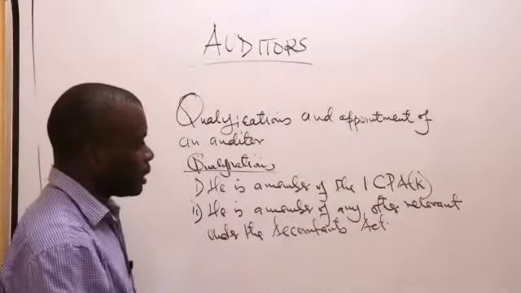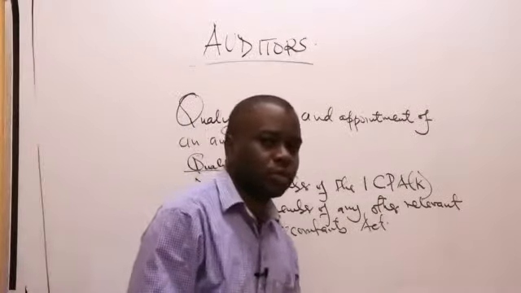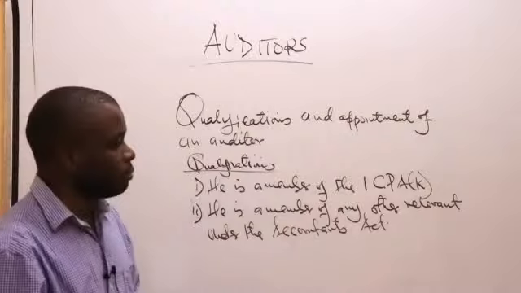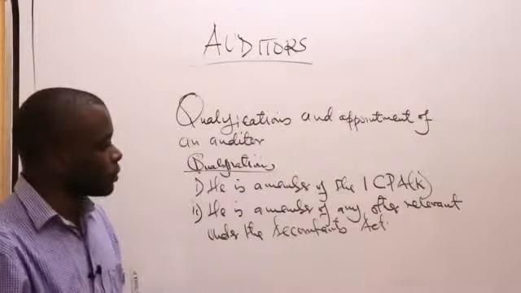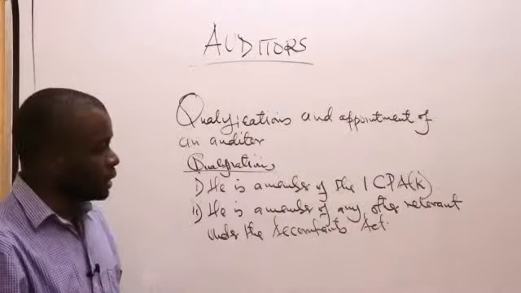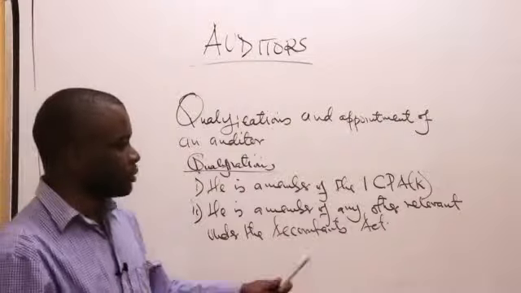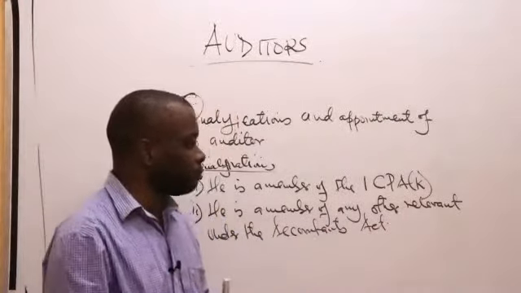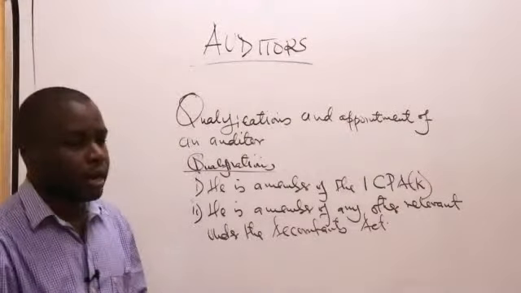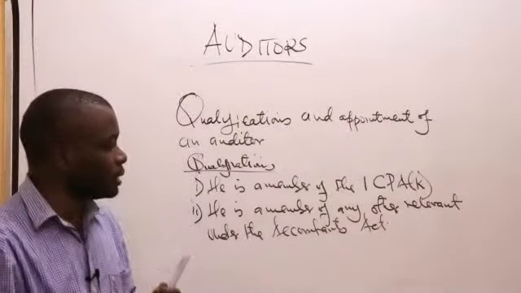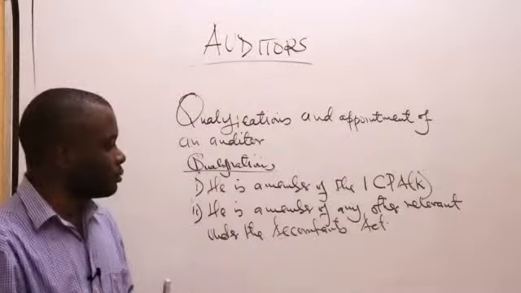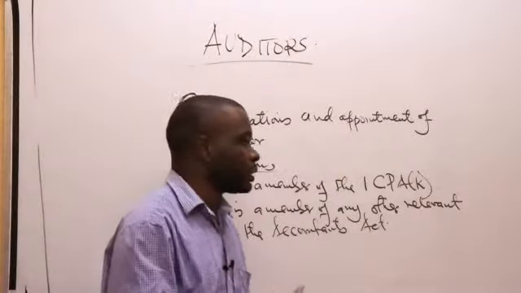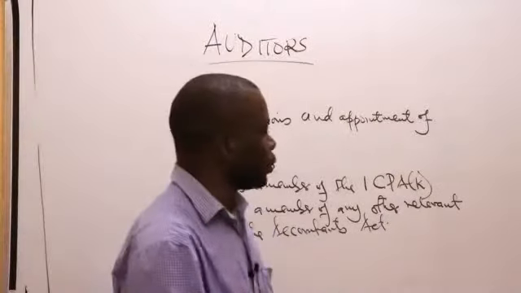So it is mandatory for any person being appointed as an auditor of a company to be a member of the Institute of Certified Public Accountants of Kenya. How do you become a member of this body? You must have done the CPA exam up to final level. Then you can be admitted as a member. If you practice for a certain period of time, you'll be certified to provide auditing services to any person.